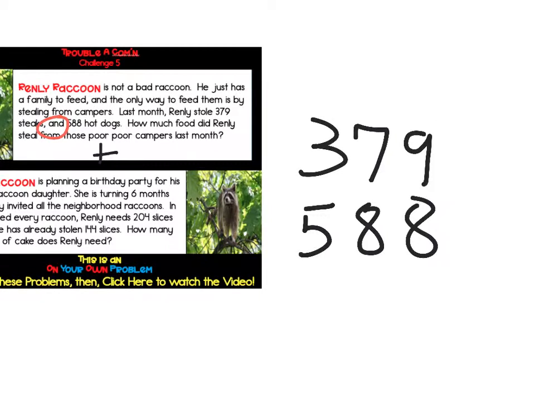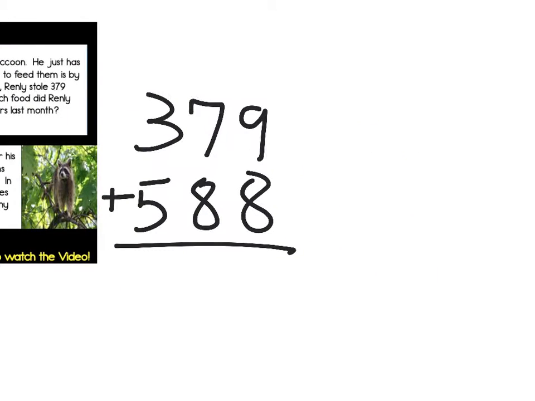I'm going to make my addition sign here and my equal sign, and now I'm going to use the dot method to add these numbers. So first of all, just a quick reminder, make sure your numbers are in really straight columns, right? And then you're going to make the dots for the smaller of the two numbers, right? So I'm going to make 8 dots. I'm going to go 1, 2, 3, 4, 5, 6, 7, and 8. 8 dots. Now I'm going to put my pencil on the 9 and count up the 8 dots, right? So 9, 10, 11, 12, 13, 14, 15, 16, and 17.